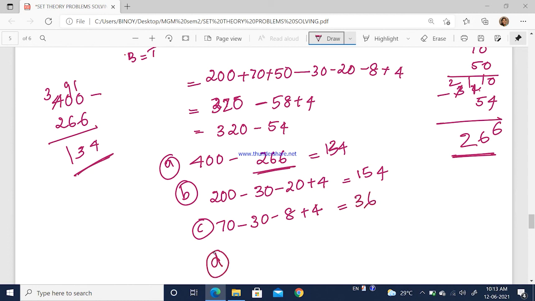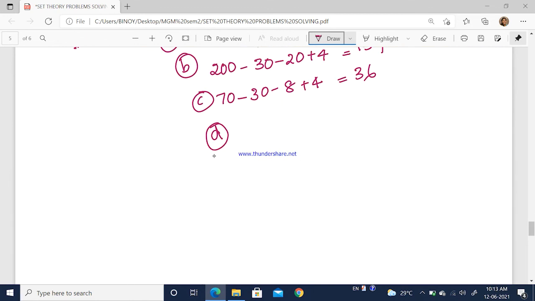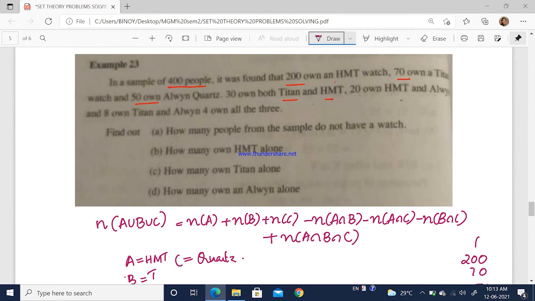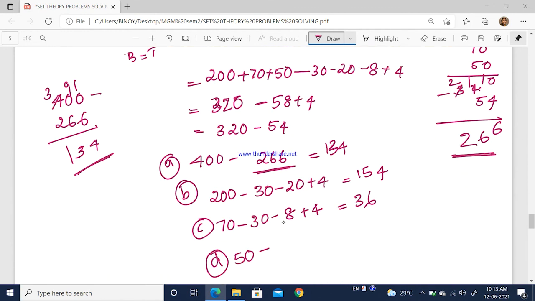And the last one, only Quartz. So we know that Quartz is 50. So subtract from 50, 20 which is HMT and Quartz, minus 8 plus 4, and we'll get the answer 26.